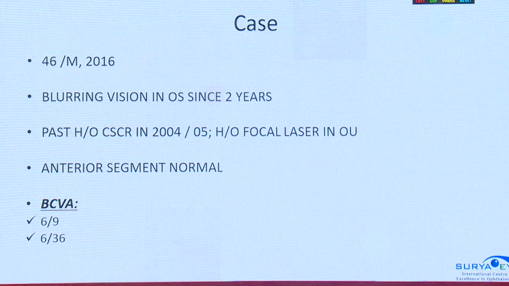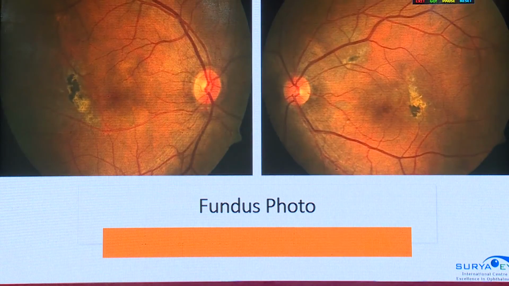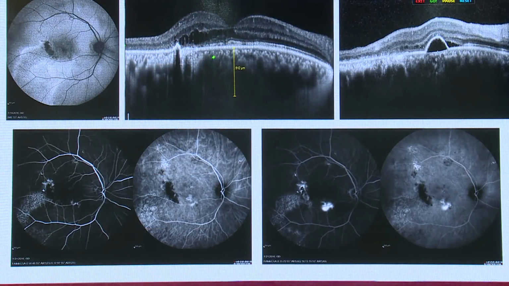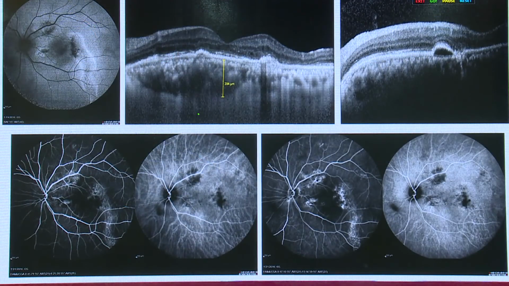His right eye vision was 6 by 9 and left eye was 6 by 36. So these are the old laser marks that were present in both the eyes. And this is the right eye. On autofluorescence, we can see these chronic track marks, suggestive of chronic CSR changes. And presence of these intraretinal cystoid changes is also highly suggestive of a chronic CSR picture in this eye. When we see the left eye, we can beautifully see these track marks on fundus autofluorescence, and there was presence of thickened choroid along with that. And these track marks can also be seen on fluorescein angiography.